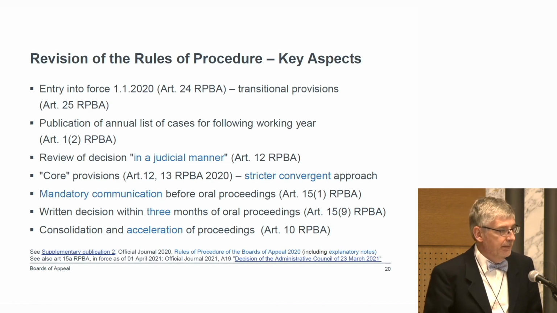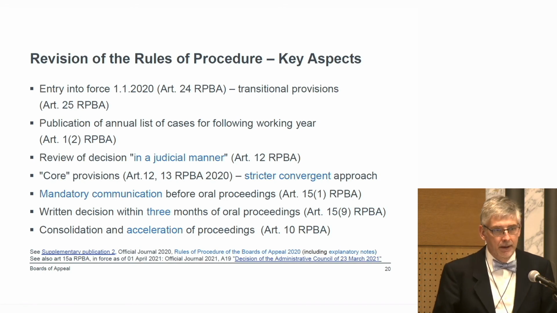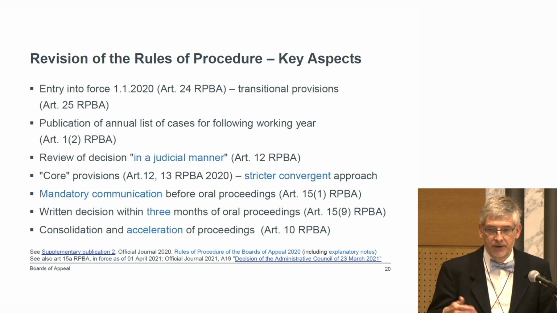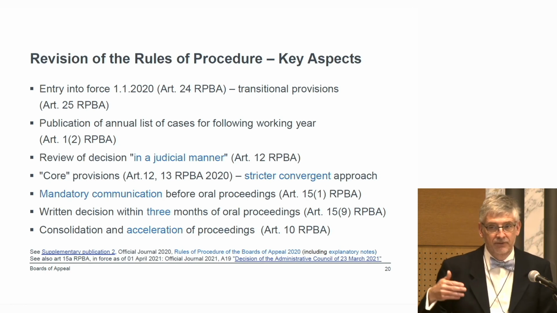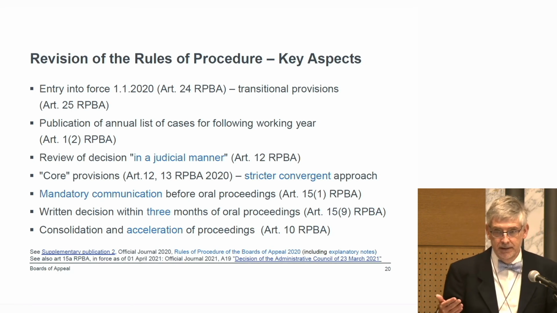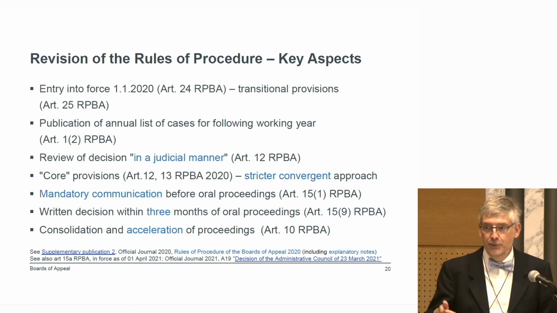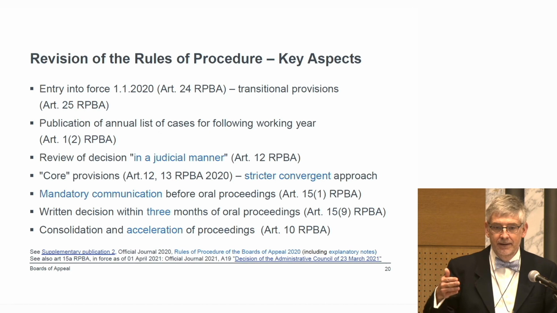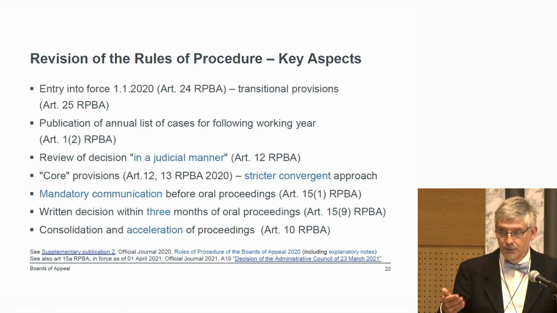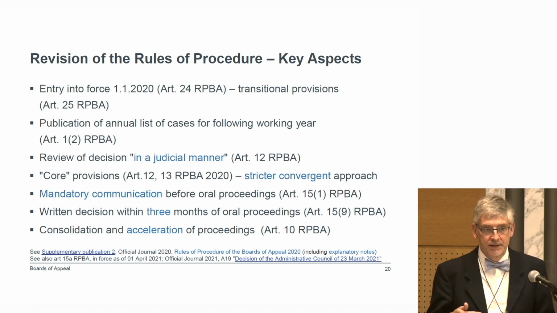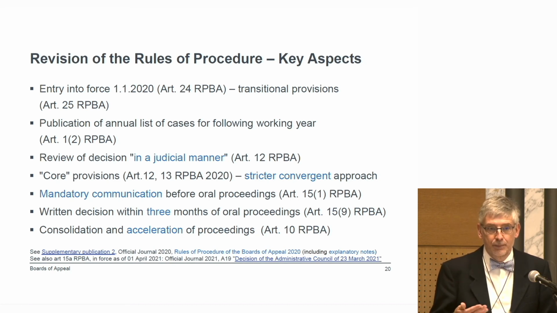A first measure to make our processing more predictable is the publication of an annual list. Every year, every October, we publish the list of the future cases for the next business year, i.e. this month we publish the cases that are to be dealt with in the next year, 2023, to allow the parties to already prepare that their case is now due to be dealt with before the Board of Appeal.